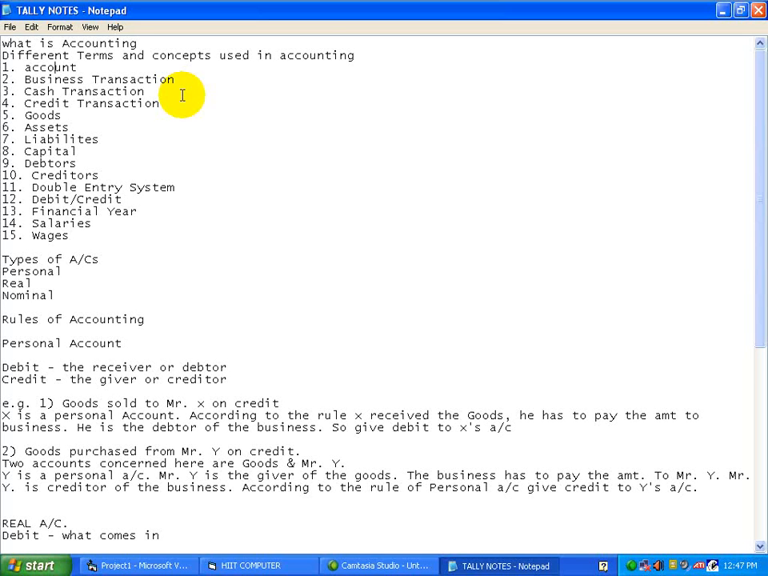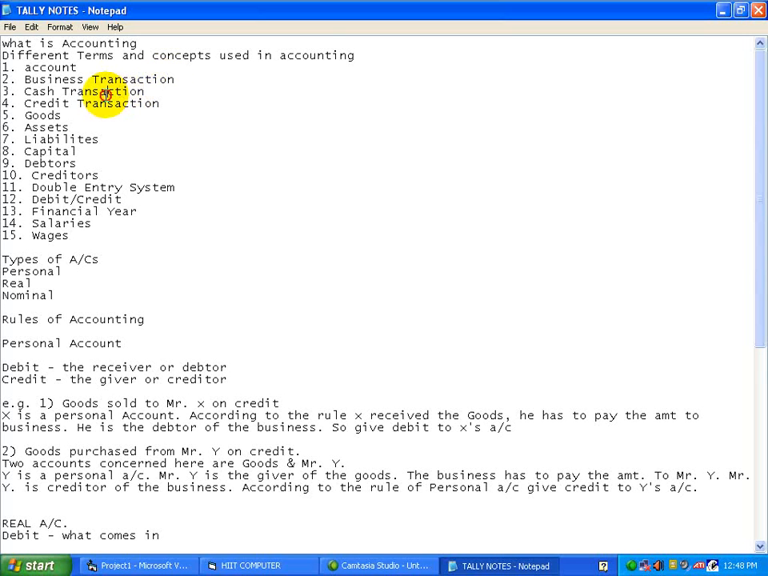The next term is business transaction. Every business is a combined effect of different transactions, namely business transactions: goods purchased, goods sold, received cash, paid cash, etc. So, business transaction means any transaction which is directly related with the business and which affects the profit or loss of the business. Example, goods purchased, salary paid, etc.